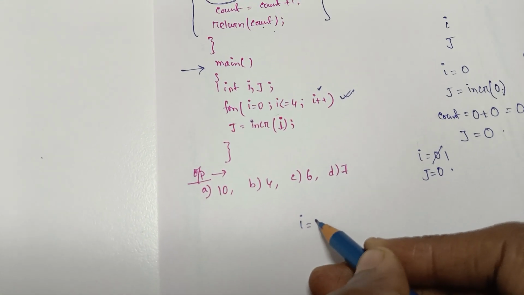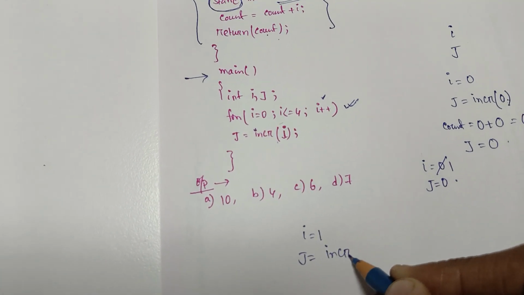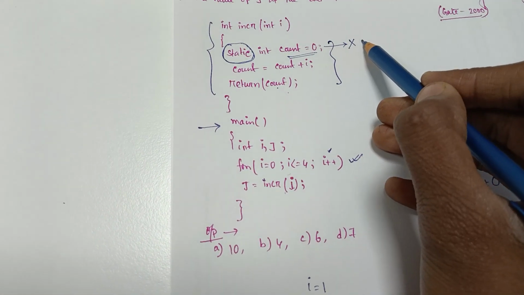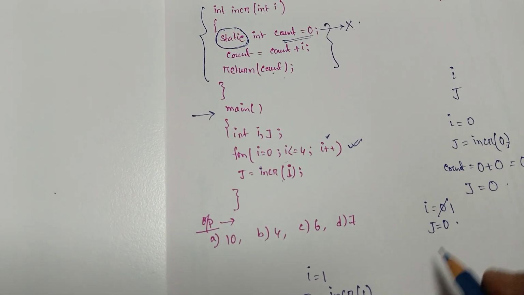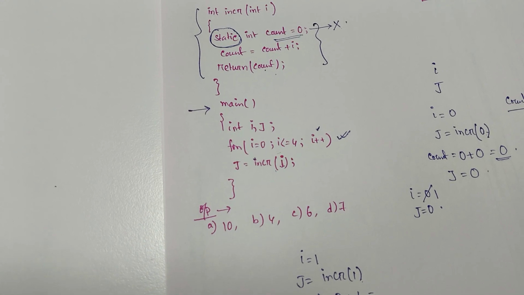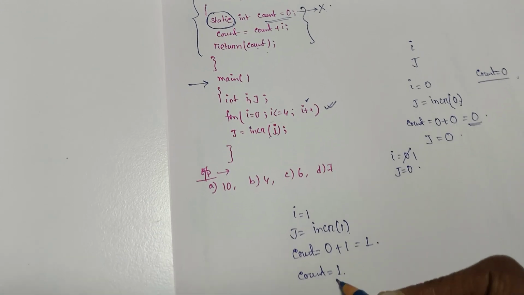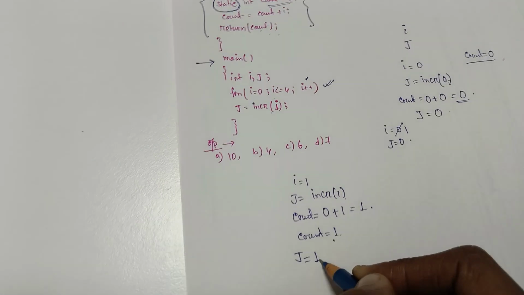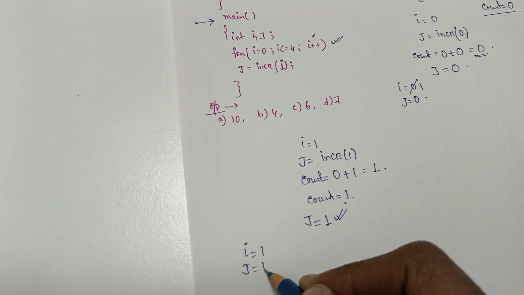For i equal to 1, j calls the function incr of 1 again. The count initialization statement is not executed again. Count is 0, so 0 plus 1 gives count as 1. This value 1 is returned by the function and j gets the value 1. So when i is 1, j is 1.